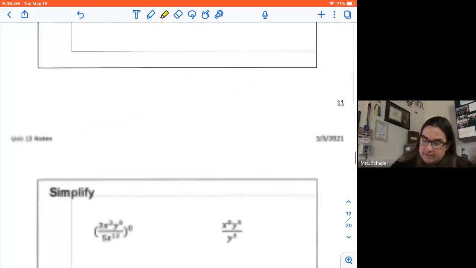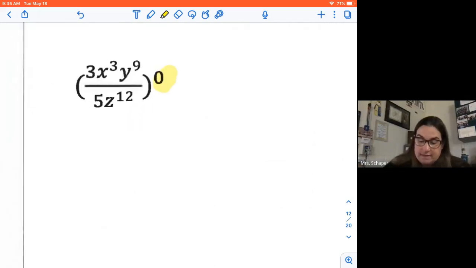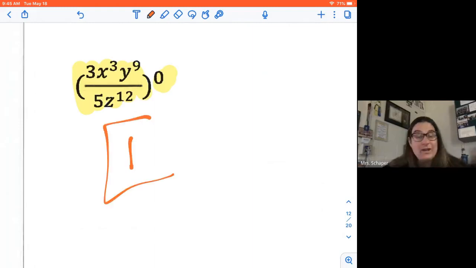Let's take a look at this next one. I see that 0 is my exponent. It doesn't matter what the rest of this is. It's going to be 1. I don't need to spend a lot of time trying to simplify what's in the grouping symbol because the exponent is 0.